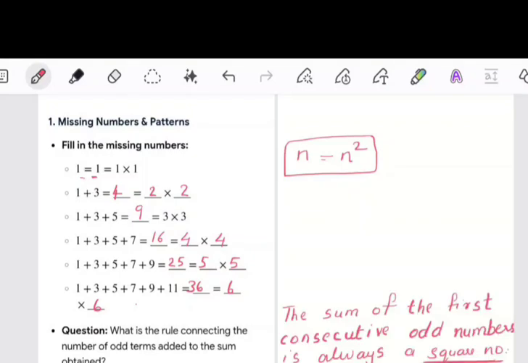So we can conclude that the sum of the first consecutive odd numbers is always a square number. This is the answer for this question. What is the rule connecting the number of odd terms added to the sum obtained? So if we add n odd numbers, we get n square. Okay, clear? So let's observe another pattern.